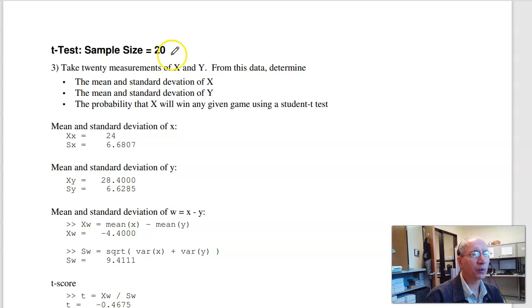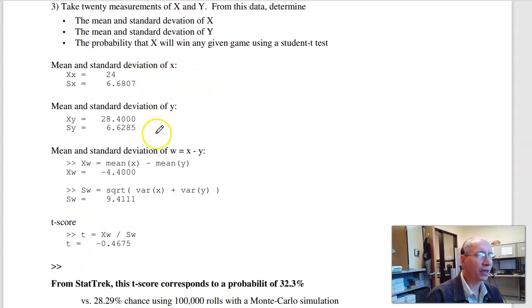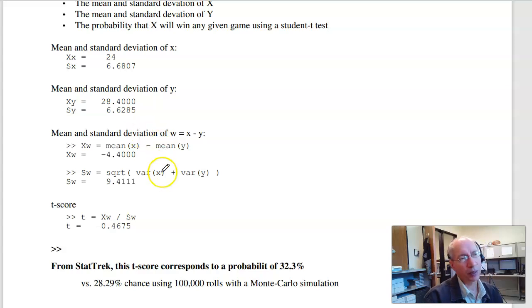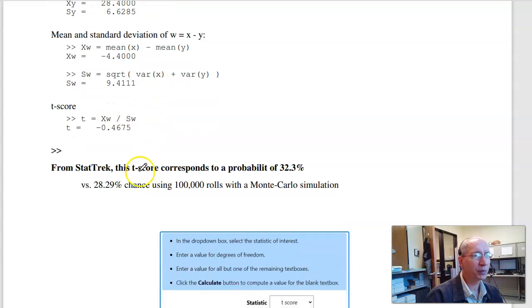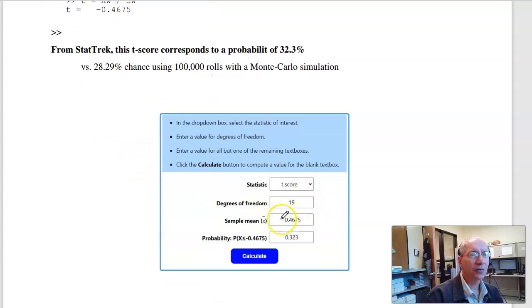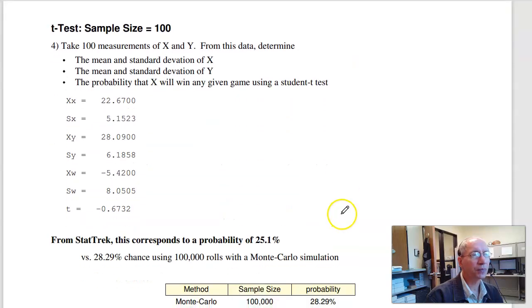Increasing the number of rolls to 20, I've got a mean for X, mean for Y, create a new variable W, the difference in the two. How far is the mean from 0 in terms of standard deviations? It's 0.46. Convert that to a probability. Now with 19 degrees of freedom, sample size of 20, there's a 32% chance that X wins. Again, closer to the correct answer.